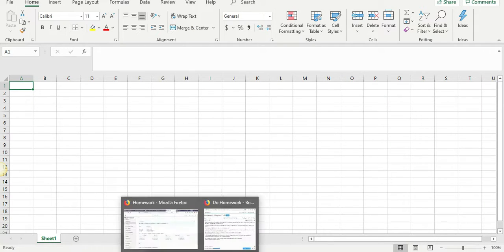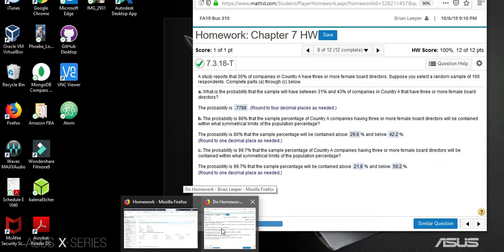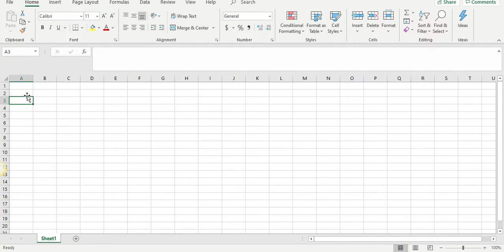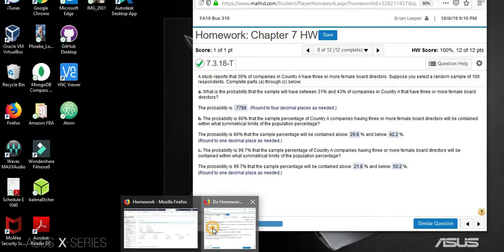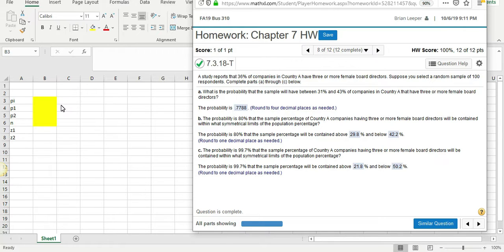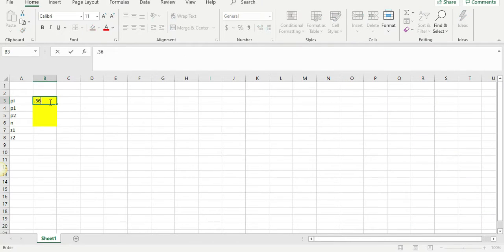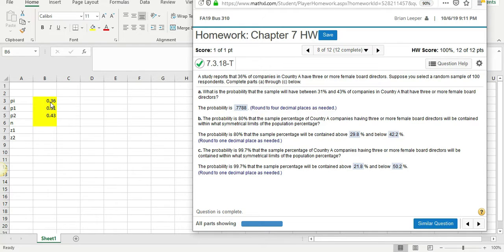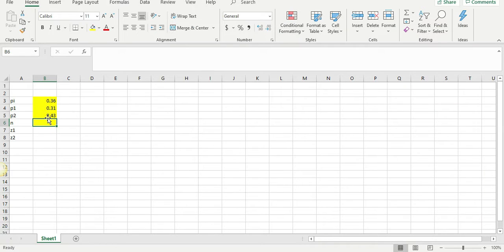So we're given a percentage, we're going to call that pi. So we need pi, P1, which they give us, and the second point that they give us, P2. We need to calculate z1 and z2. Because these are given, I'm going to make them yellow to simplify for us. So for my problem, it's 36%, 31, and 43. And there's 100, so the random sample is 100, so n is 100.